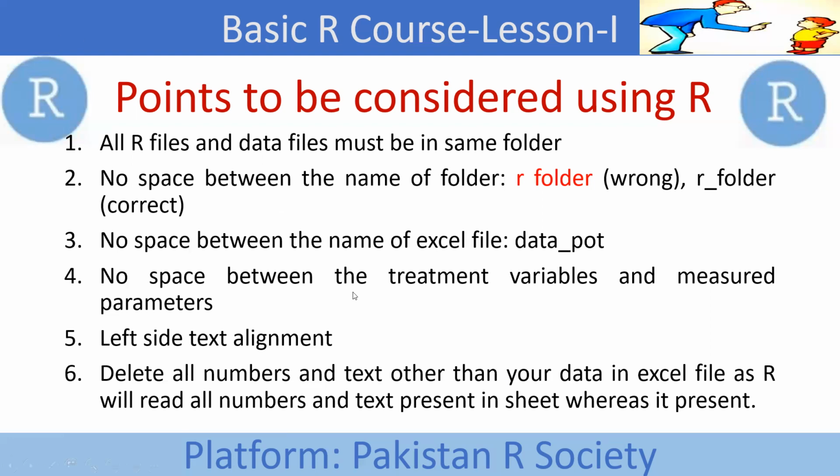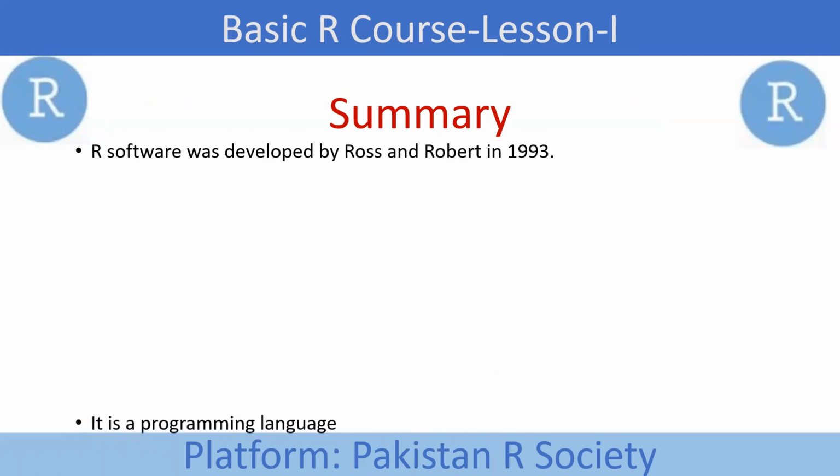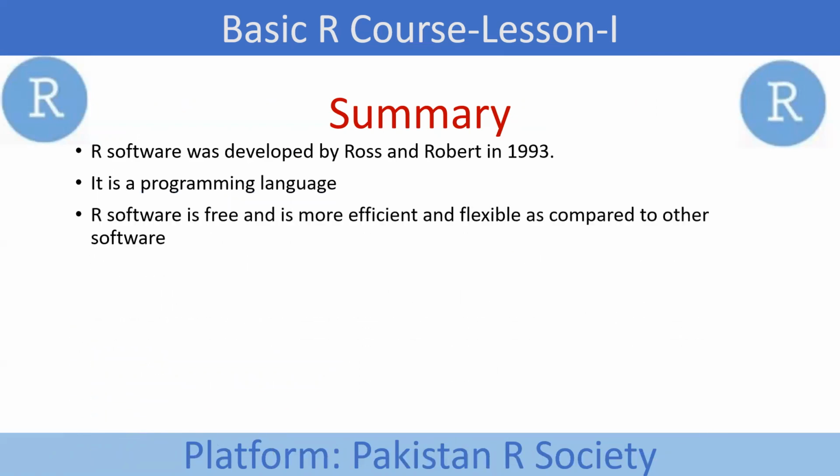Okay. So we will summarize our lessons today, what we have learned. Our software is R, by Ross and Robert, 1993. It's a programming language. R is free and more efficient and flexible software compared to other software. It has large packages and functions. R operates in 4 windows: window 1, window 2, window 3, and window 4. You have seen the different windows, and we will operate in these windows.